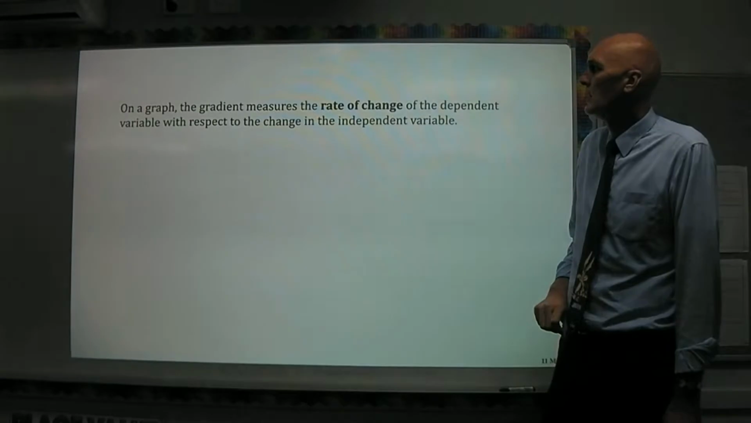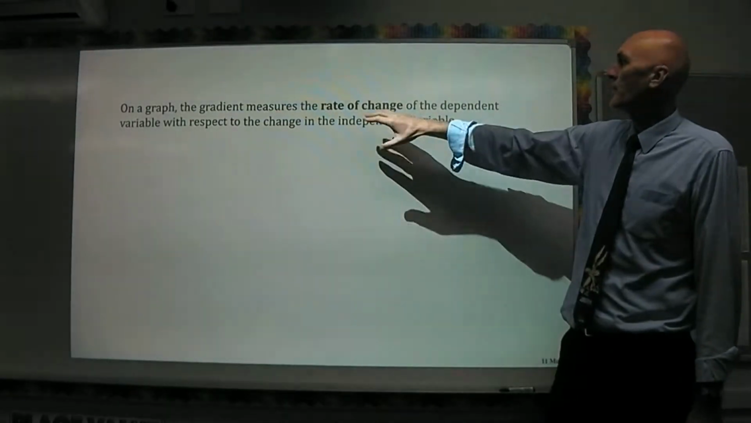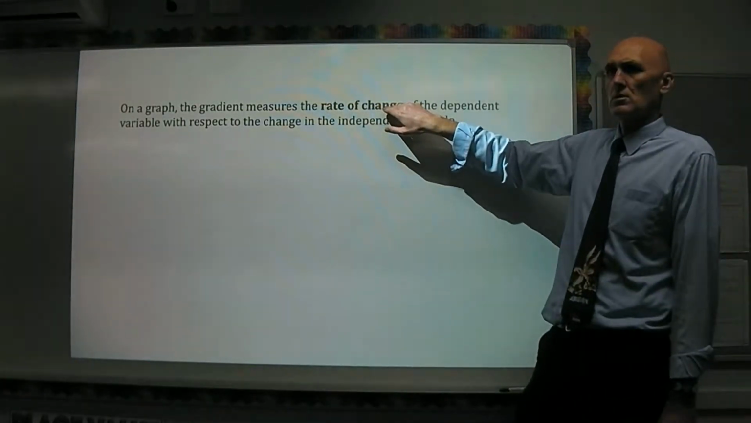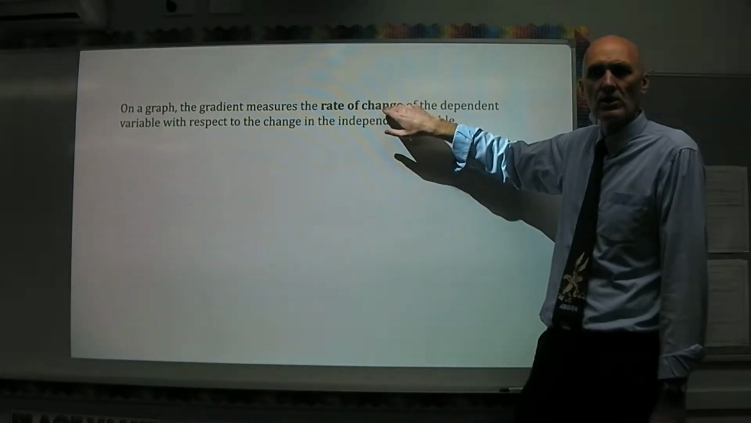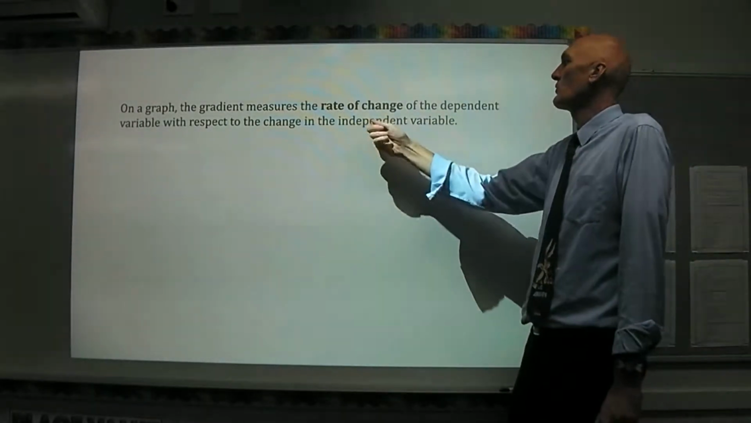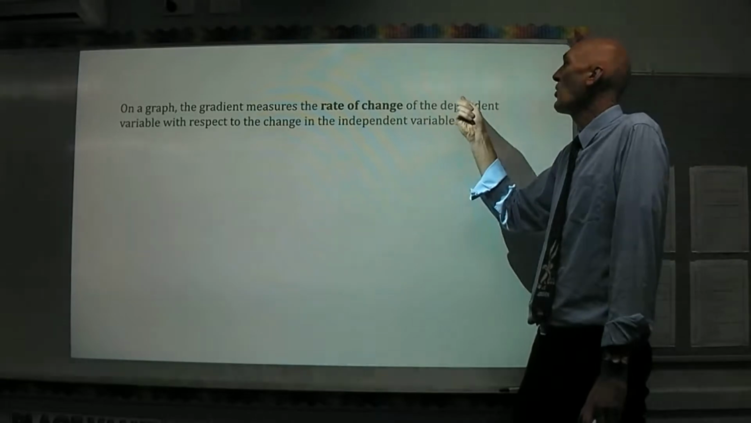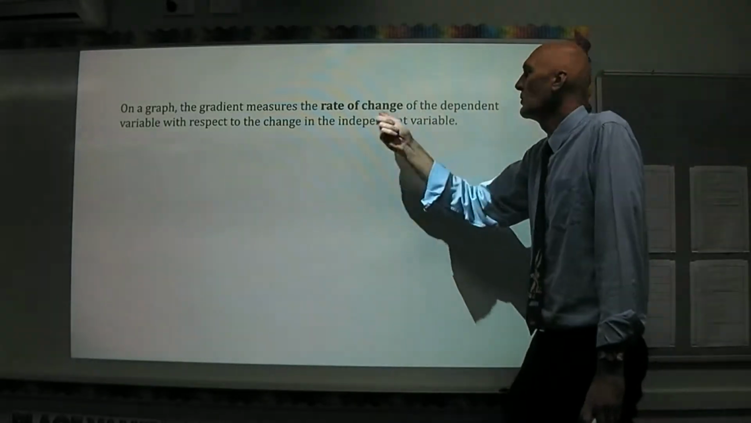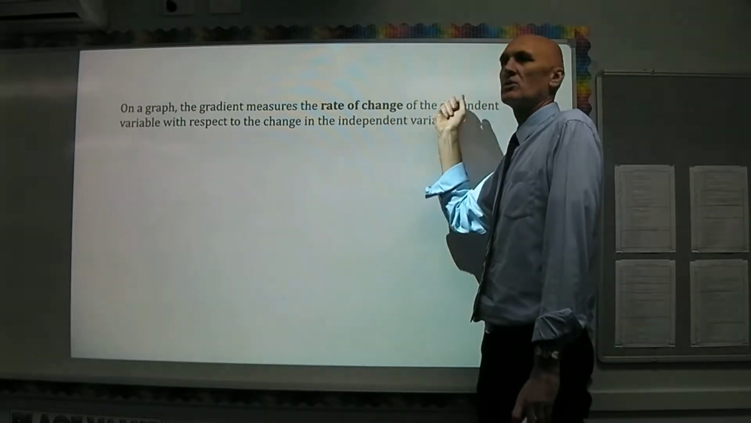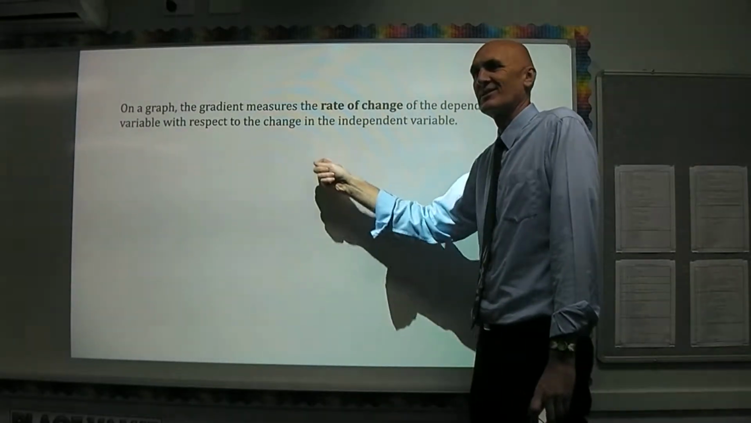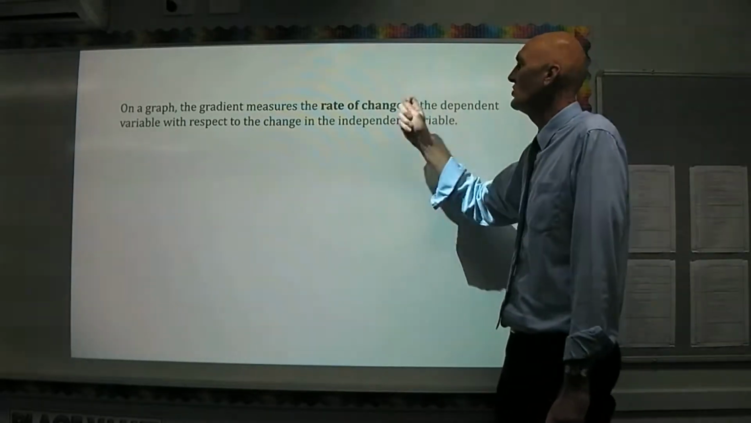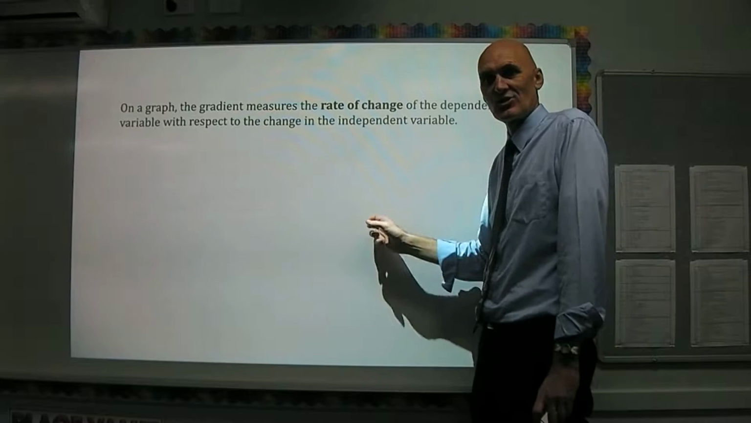Now let's up the level of difficulty in a second. On a graph, we can get what we call a rate of change. Now, what is a rate of change? A rate of change is how the dependent variable changes with respect to the independent variable. In other words, how y changes with respect to x, which is, what's y match up with? The rise. What's x match up with? The run.